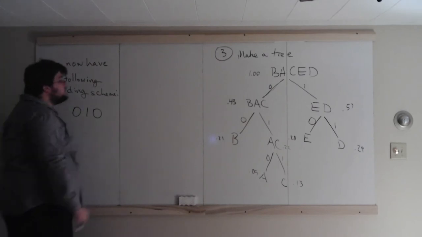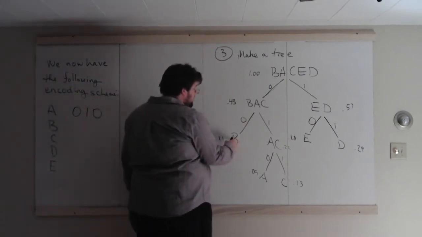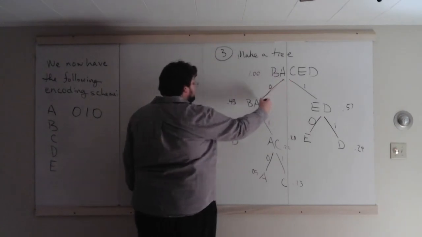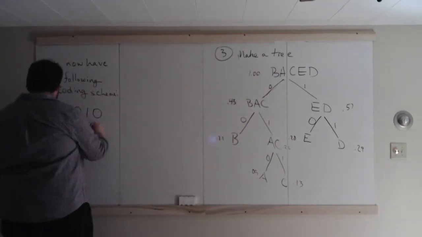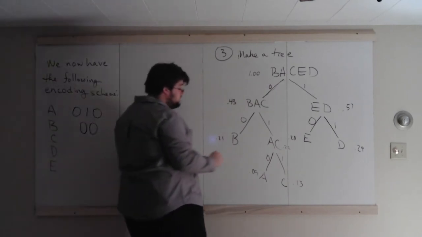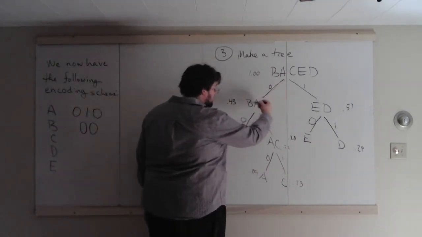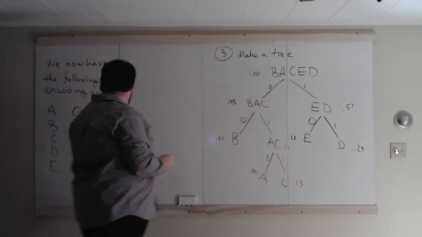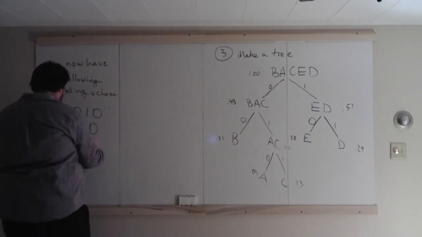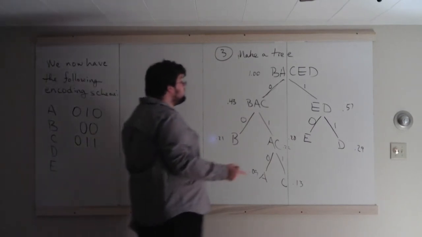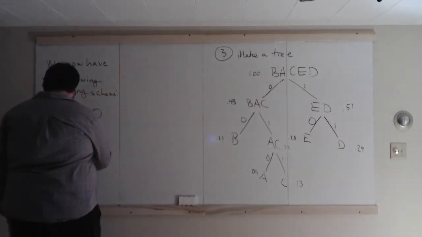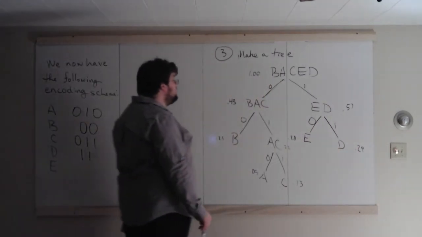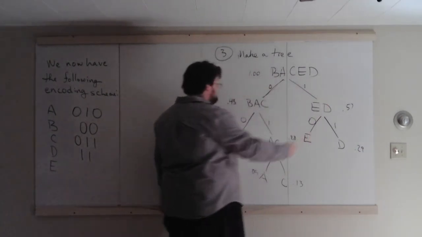For B, well, B we got here, 0, 0. For C, C is down here, 0, 1, 1. For D, where's D? Over there, 1, 1. And for E, 1, 0.